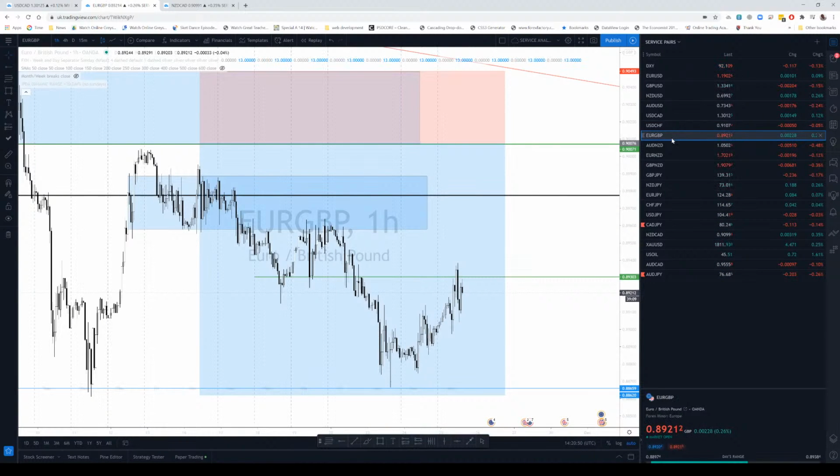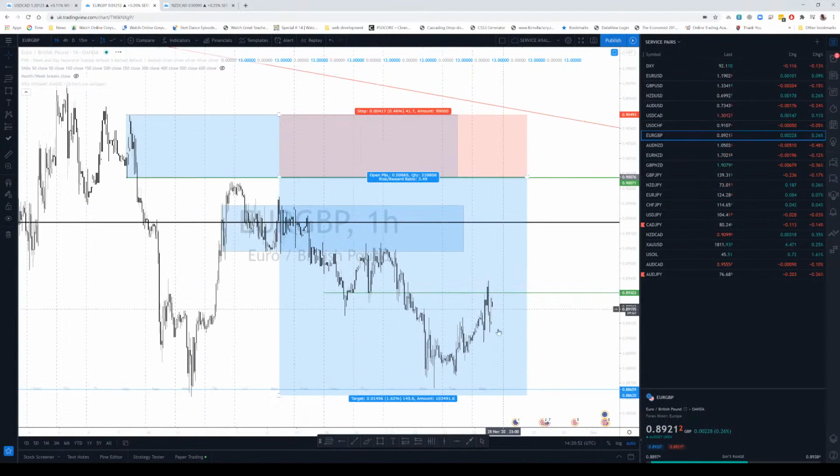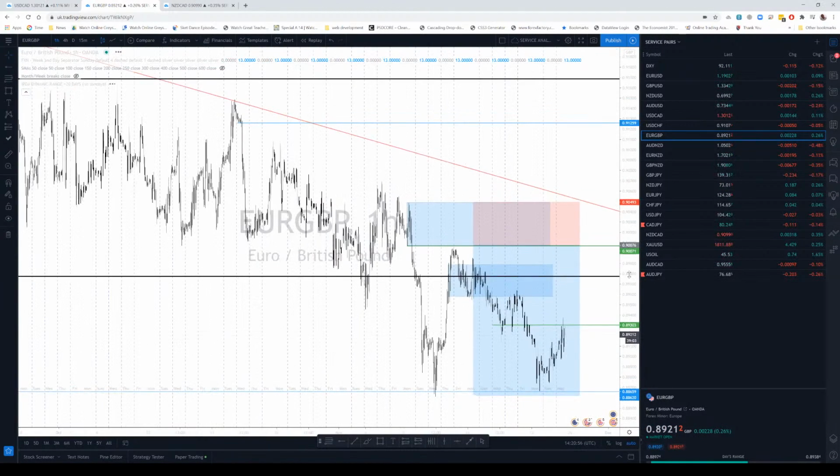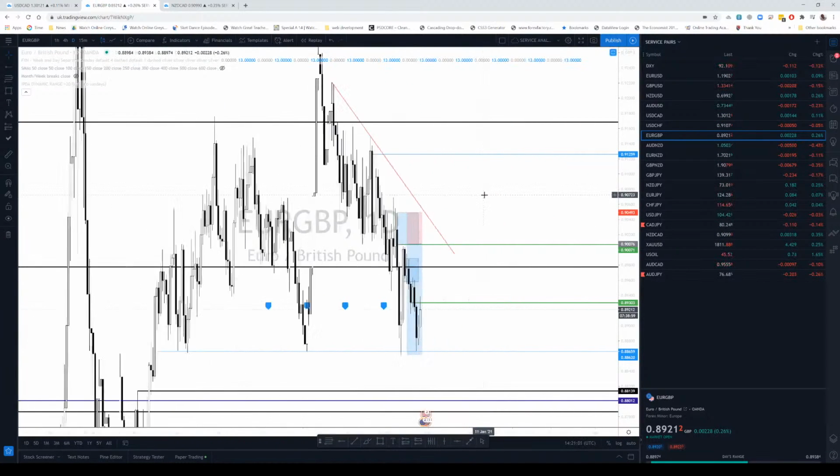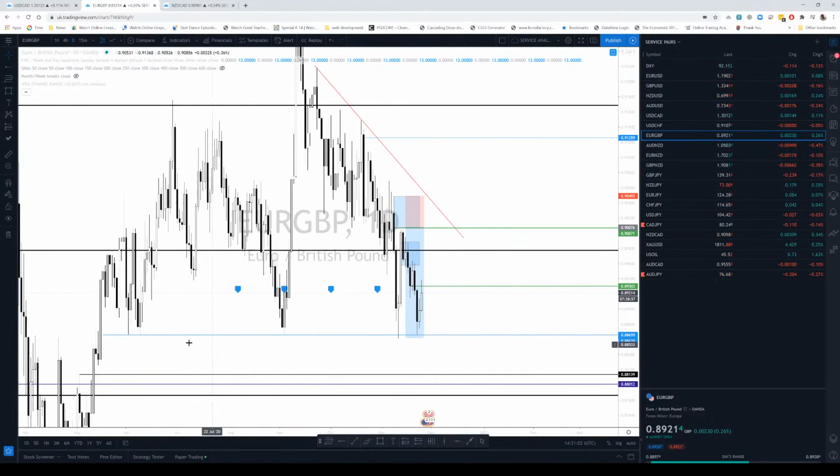Euro pound, I'm still looking for a meltdown to take out these equal lows. They've given the support and resistance brothers too much time. We've come here 1, 2, 3, 4, 5 times. It's too much. Now they should get punished.